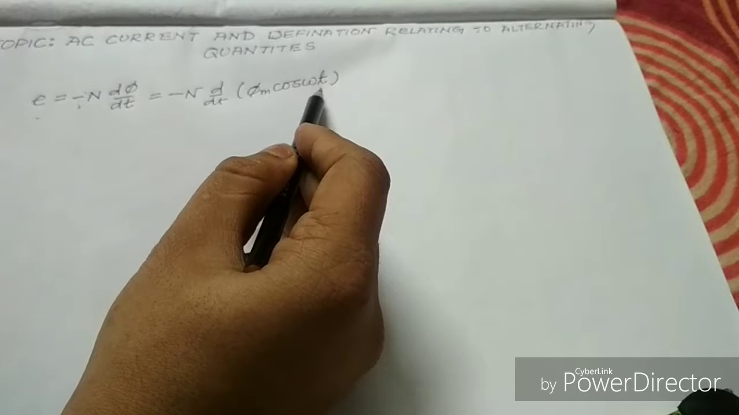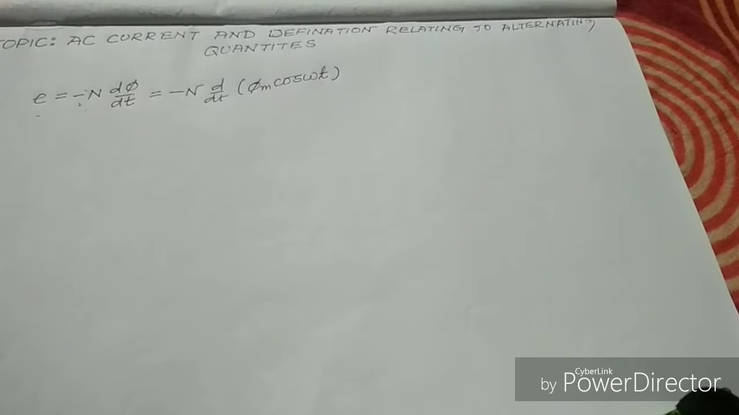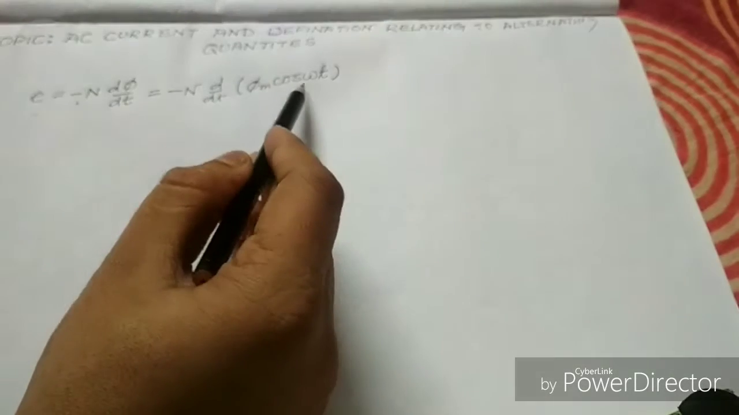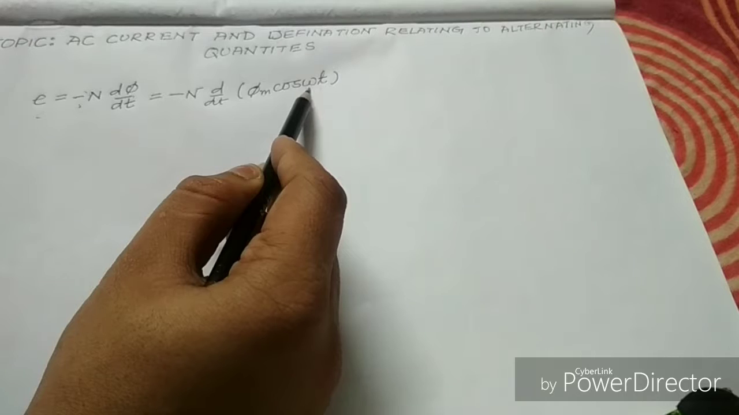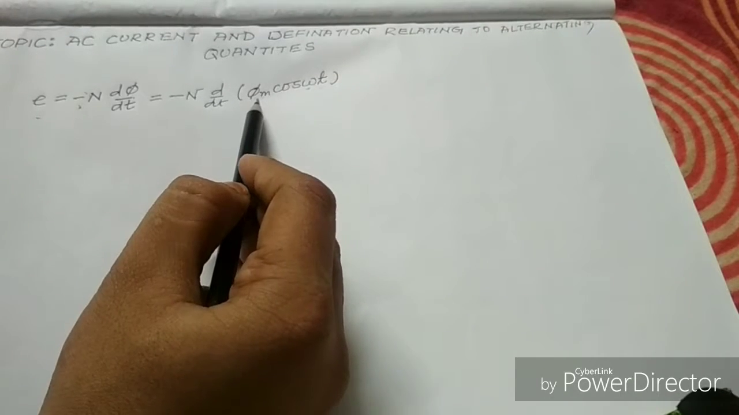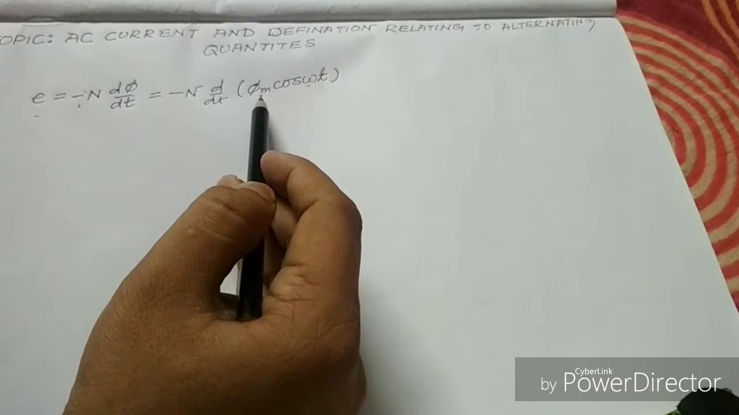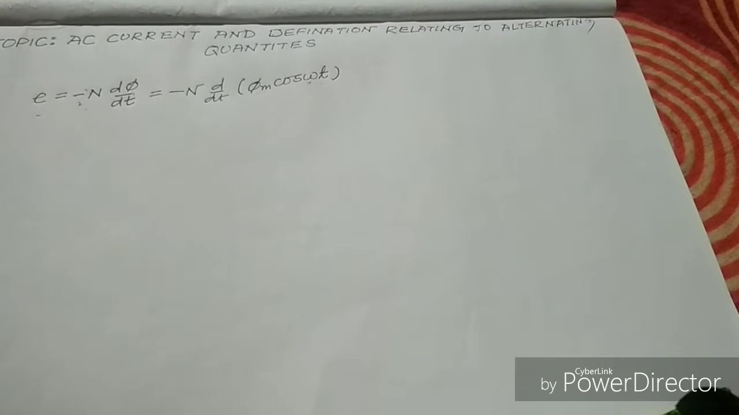So this is said to be an alternating quantity, and this omega is called angular frequency. Phi is called the linkage flux and phi m is called the maximum linkage flux. In this way, with current and voltage changing with respect to time, the alternating current concept is built.